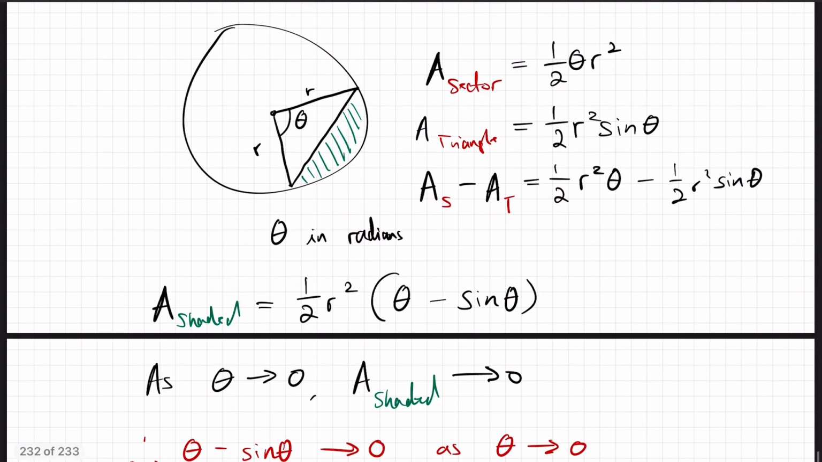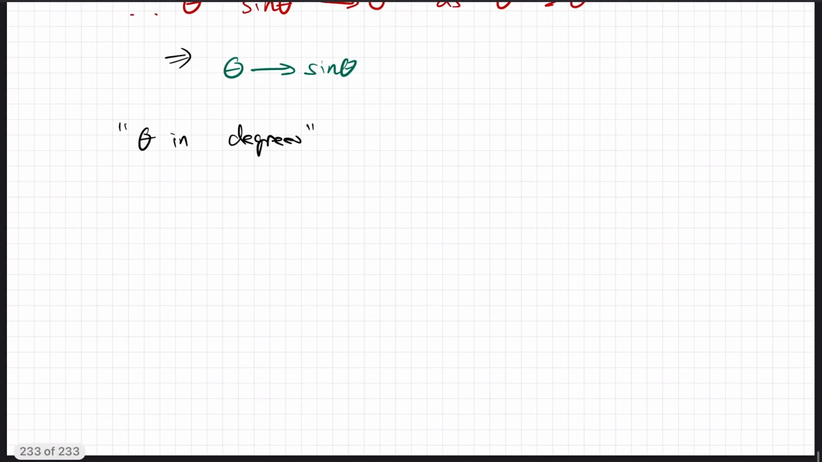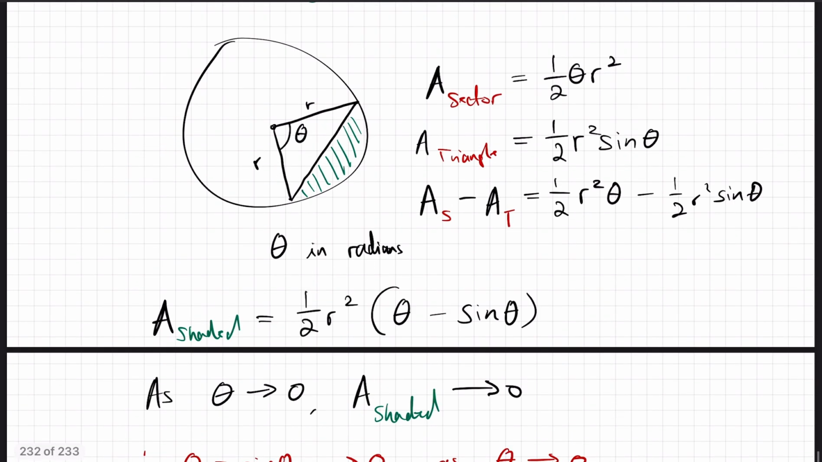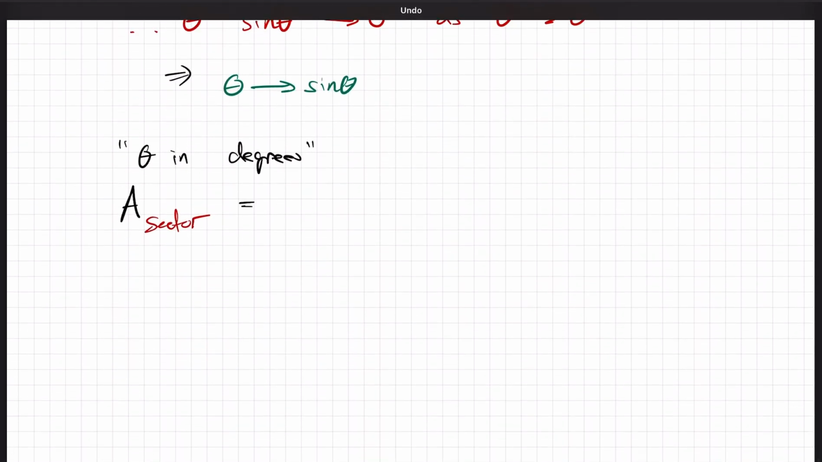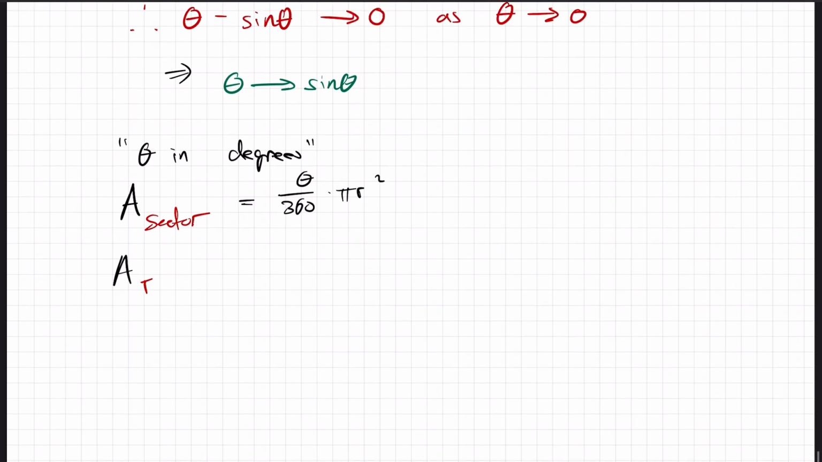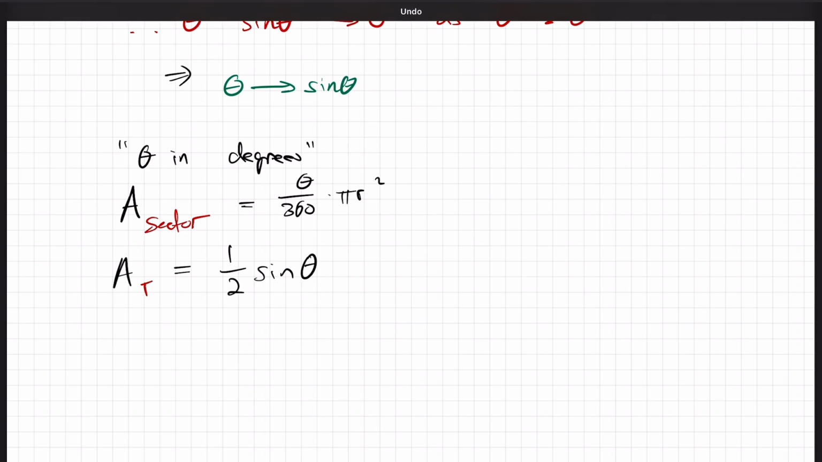Now, let me show you what happens if we were to do this in degrees. If theta is in degrees, our area of the sector would now be theta over 360 multiplied by pi r squared. The triangle area is the same because the sine function already has it built in. It doesn't really change. So the area of the triangle is just 1/2 r squared sine theta, working in degrees.